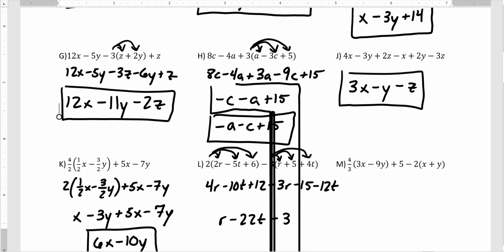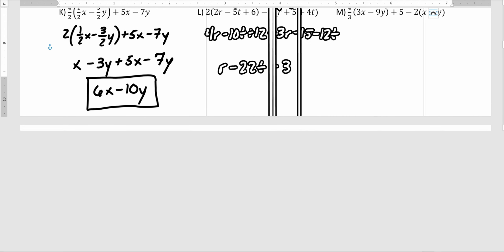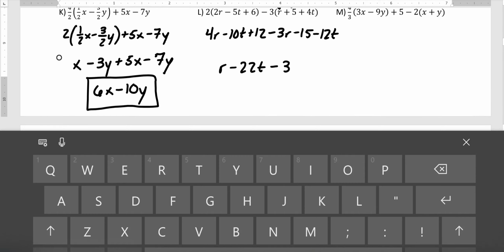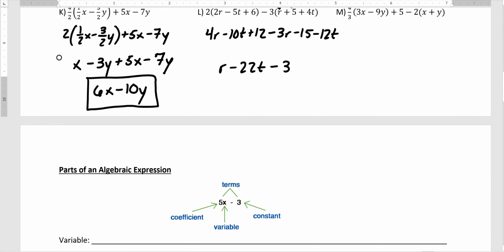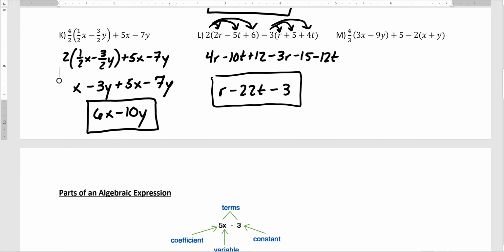What just occurred there? Wow. I have no idea how that happened. Let's try to erase that. Crazy. I apologize for that. That's the first time that's occurred. That's alright. R minus 22t minus 3. Maybe they just didn't want us to get to this last one. They're enjoying it too much.